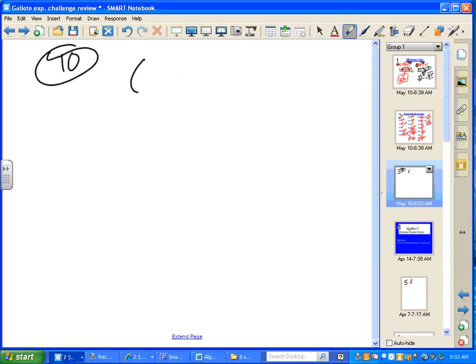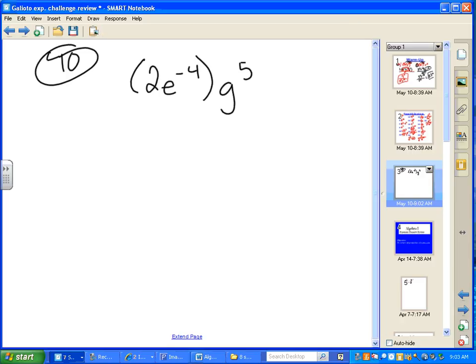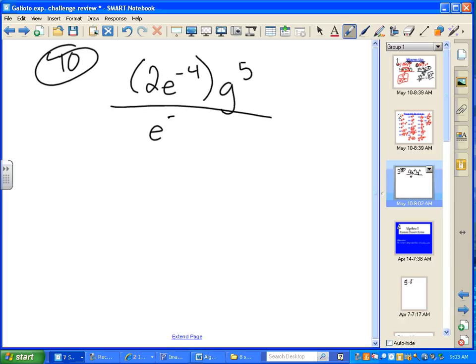We have 2e to the negative 4th, g to the 5th, all over e to the 5th, g to the negative 3rd. Okay, so here's the problem. Did I write that wrong? Oh, wait, hold on. Jake, I wrote one thing wrong on that. The negative 4 should be outside the parentheses, sorry. Okay, so now the first thing you need to do on this is get rid of parentheses. So we need to distribute that negative 4 first.